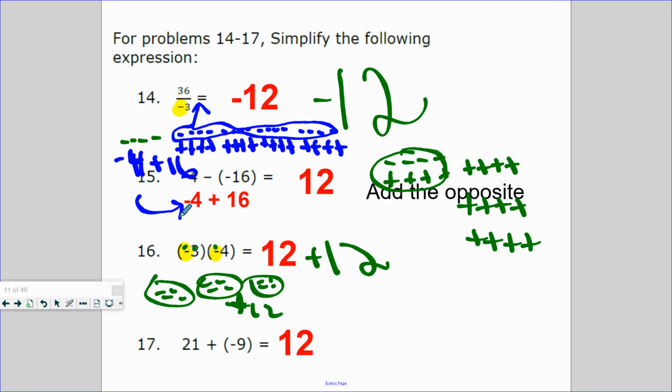Hey, that's the same thing I got there. So you could draw it, or you could just do the opposite subtraction, it's addition. If you get rid of the -16, what do you have left? +16. And last but not least, 17.